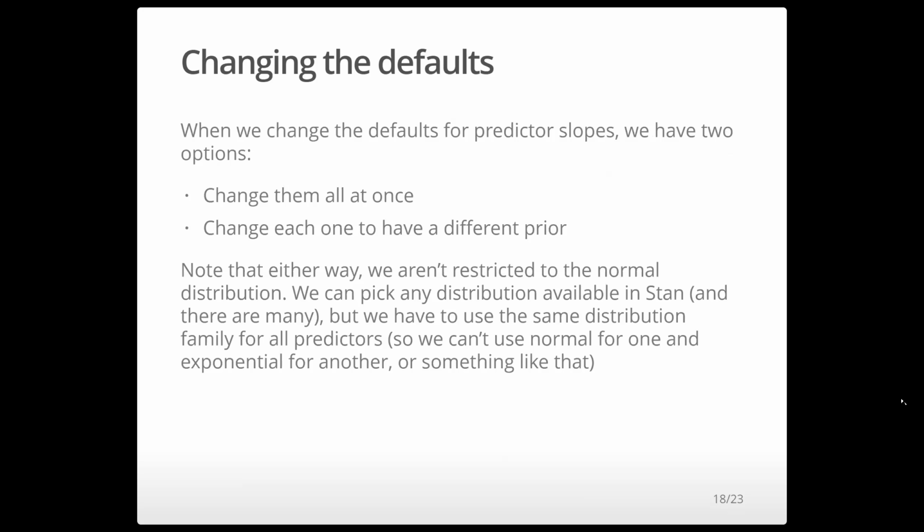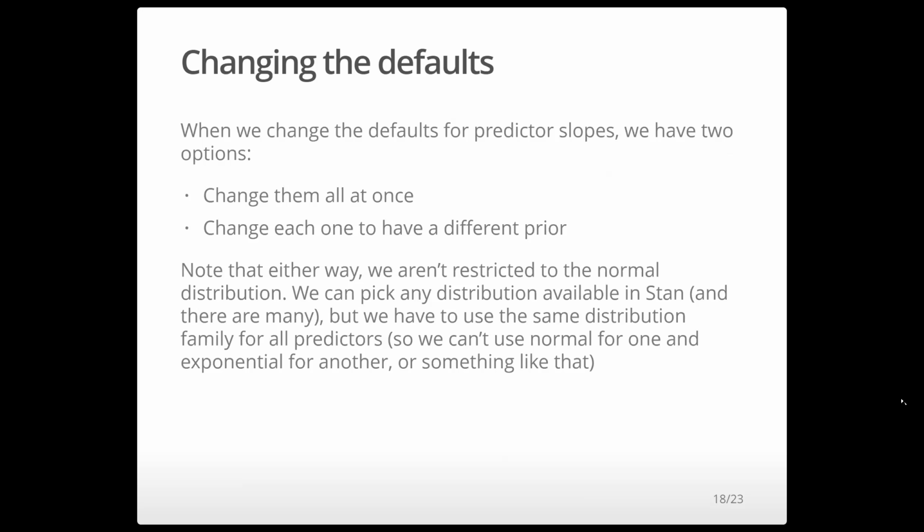So when we change the slopes, we have two options. We could change all of them at once to the same value, or we could change each one to a different prior. We aren't restricted to the normal distribution. We can pick any other distribution we want in STAN. There's a lot. There's exponential, Cauchy, log normal. There's tons of distributions. So we have lots of options, but normal is just an easy one for us to wrap our heads around, so we often use that.